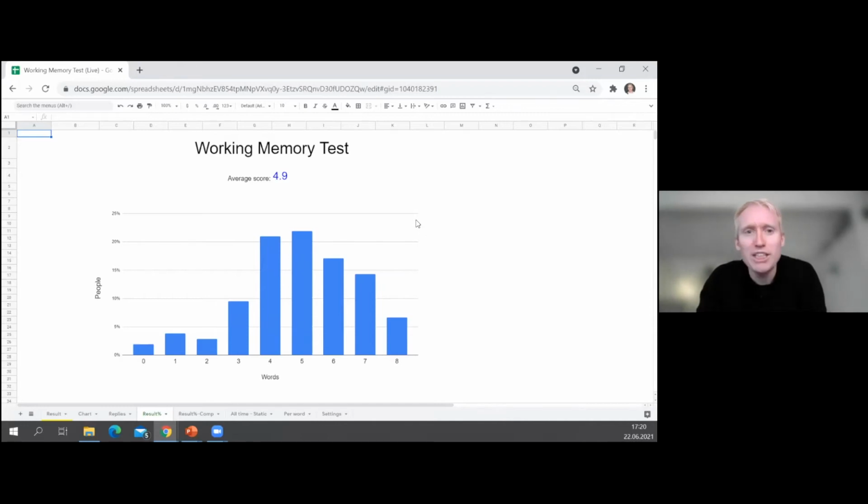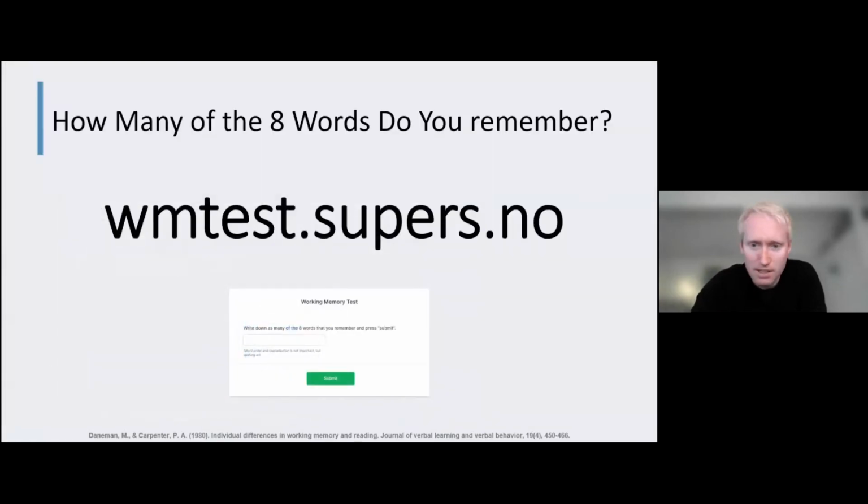Many people are interested in methods for training their working memory, increasing their working memory capacity. Now, that is not possible. Working memory is pretty much set, but everything you use your working memory for is something that you can practice and get better at. So let's go back to the slides here.